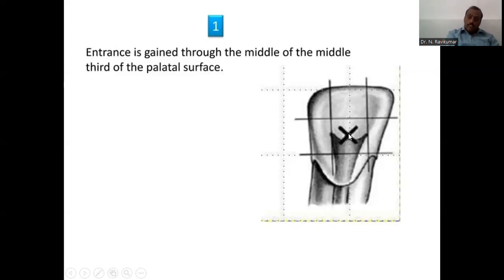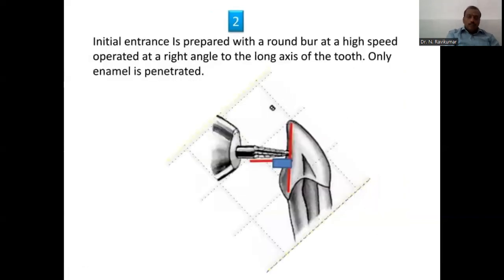So I have to place the bur in this portion only. In some cases, patients come with a fractured tooth due to a traumatic accident. So there is no need to follow these routes. Directly you will approach the canal from the incisal area. So next, let us move on to how to do the access cavity preparation.